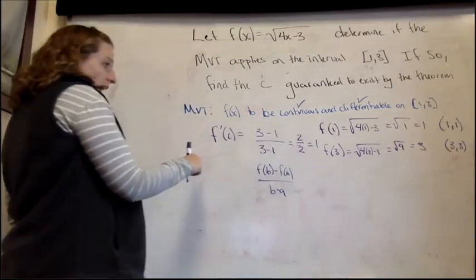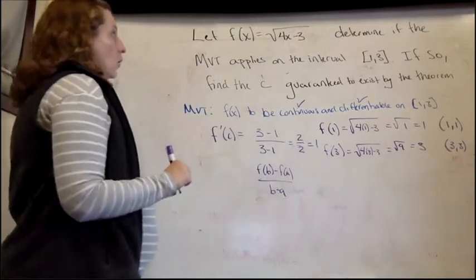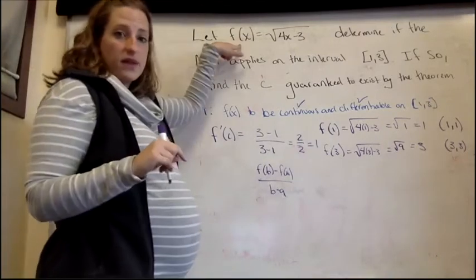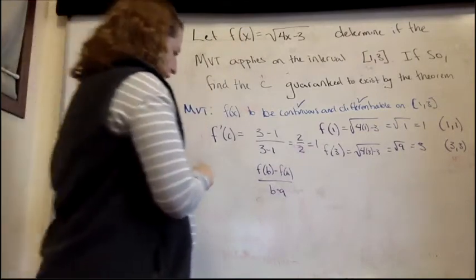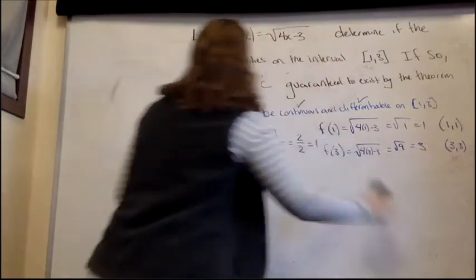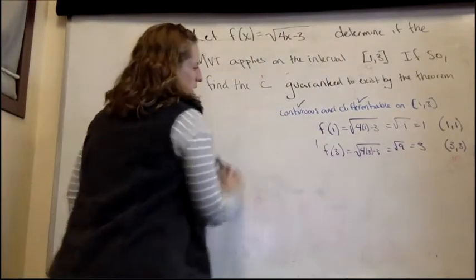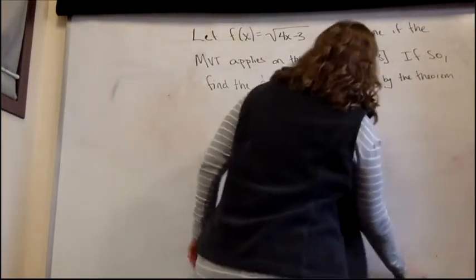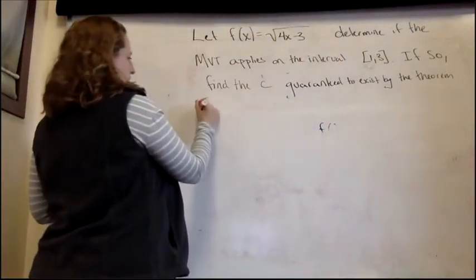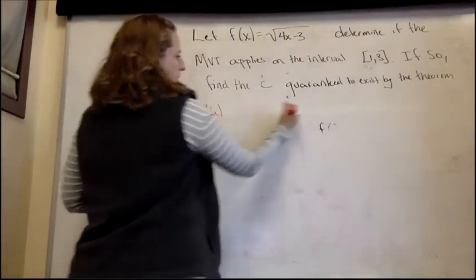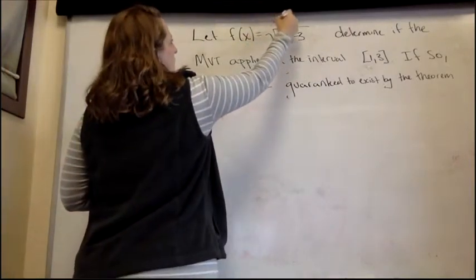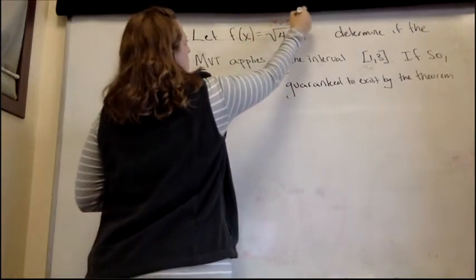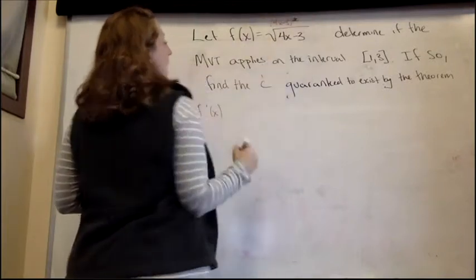So what we need to determine is where the derivative of this function is equal to 1. That's what our question has boiled down to. Let's see if we can figure that out. Well, it seems like we're going to need to take the derivative. So I'm going to take the derivative of our function. Remember that this is really 4x minus 3 to the 1/2.